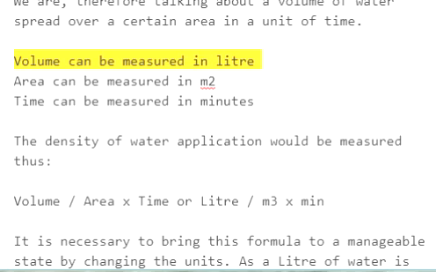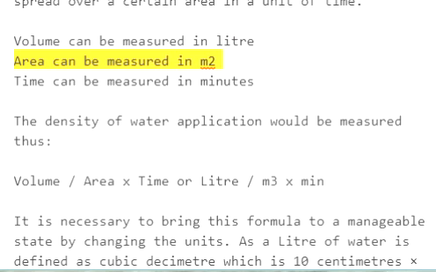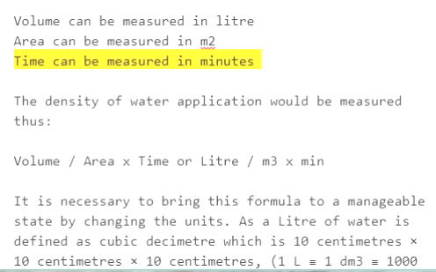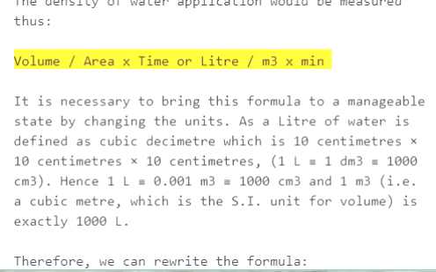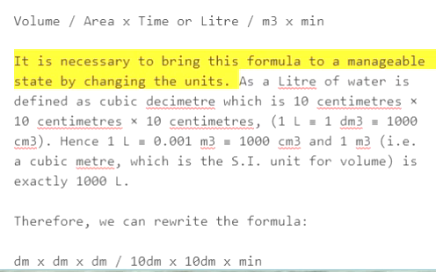Volume can be measured in liters. Area can be measured in m2. Time can be measured in minutes. The density of water application would be measured thus: volume divided by area times time, liters per square meter per minute. It is necessary to bring this formula to a manageable state by changing the units.